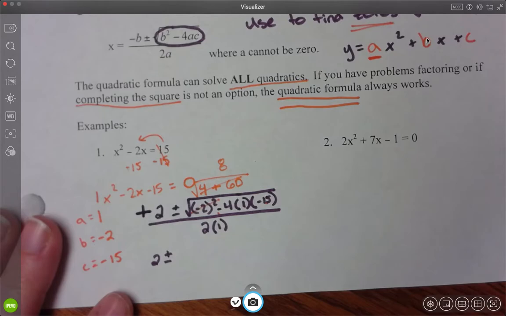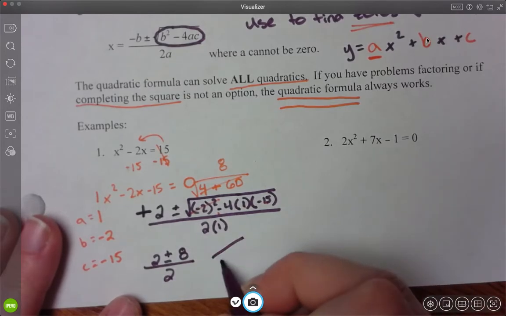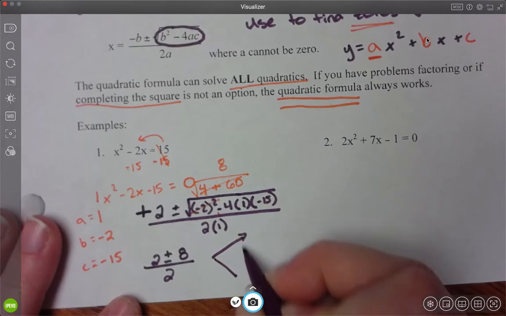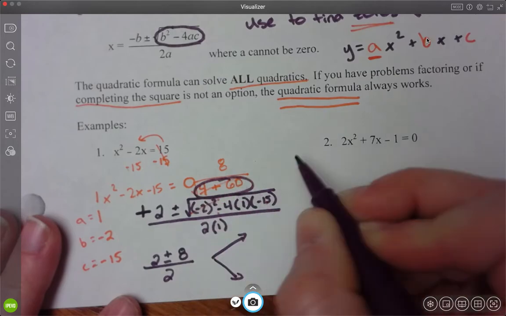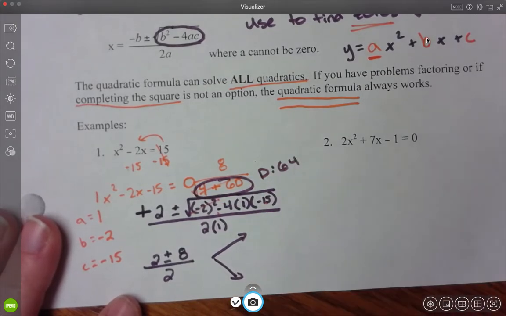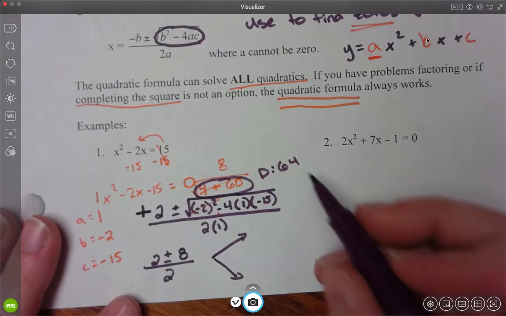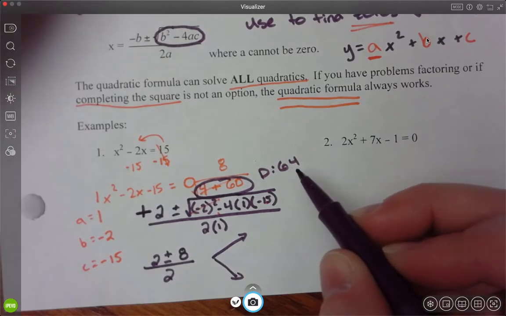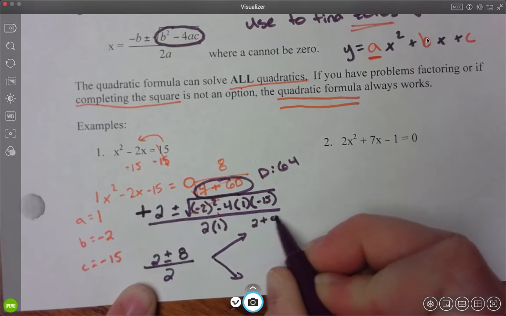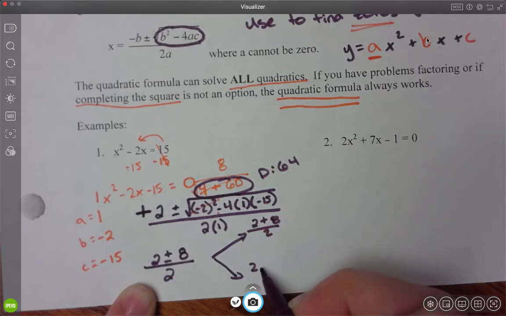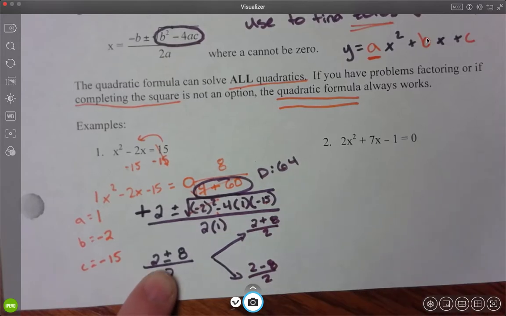So down here, after all is said and done and everything pops out of the square root, I just have 8. And then below that I have divided by 2. 2 times 1 is 2, okay? So now this breaks into 2 pieces. My discriminant here, the stuff that was underneath the square root, was actually 64, because that's before you take the square root. That means it's positive, so I'm going to have 2 solutions, okay? My 2 solutions are going to be 2 plus 8 divided by 2 and 2 minus 8 divided by 2. That's where the plus minus comes from, okay?